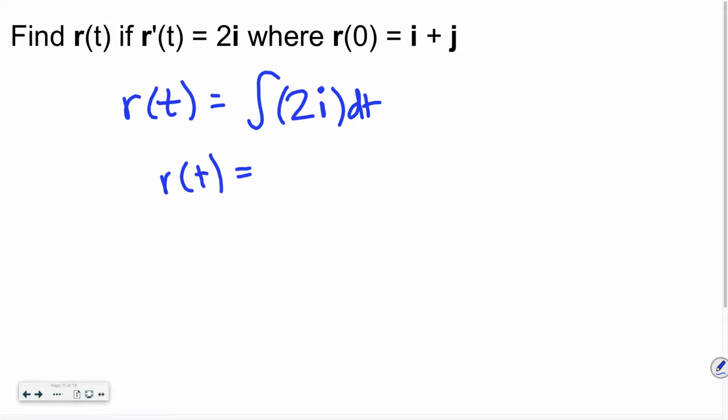Antiderivative of the derivative. Horizontal component? 2t i. Did you do 2t plus c? Aha, yes. Yes, we would. So 2t plus a constant, i.